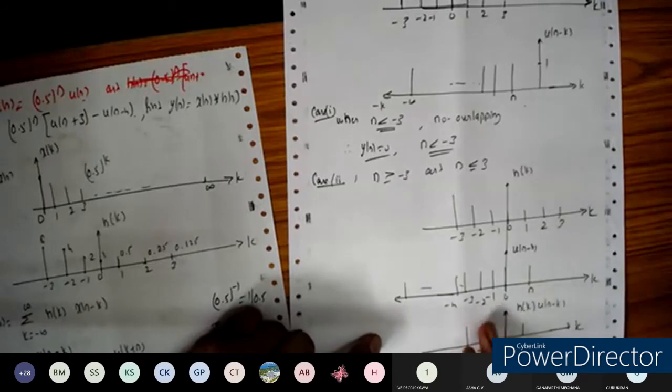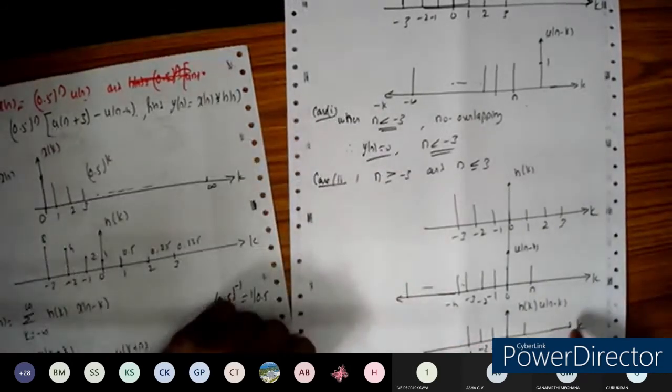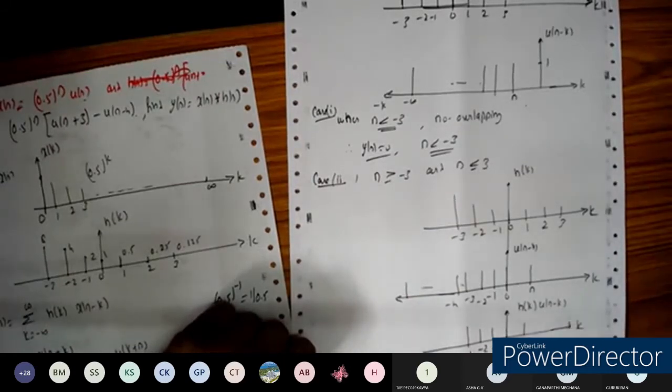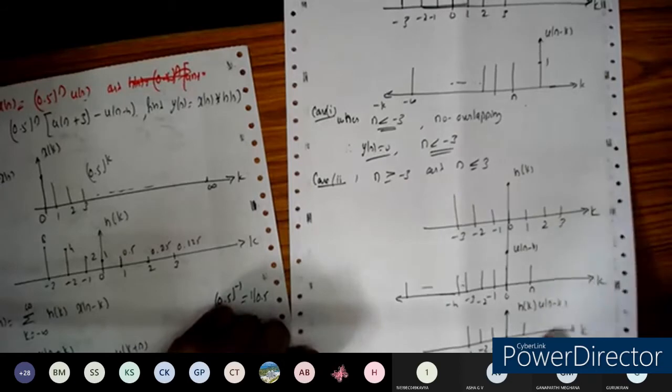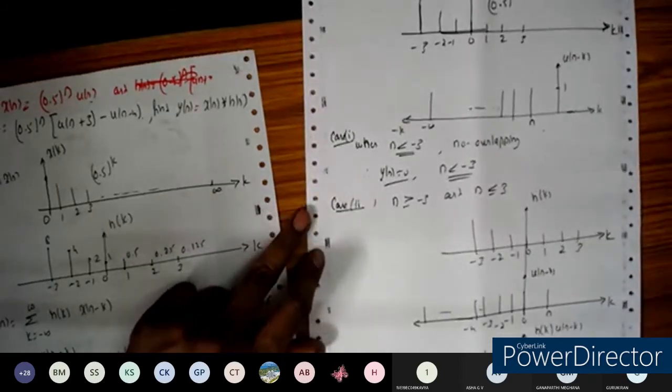Here, h of k is 0.5 to the power of k, and u of n minus k gives 0.5 to the power of n minus k. So I'm going to recall the formula. We got the limits where k exists: from minus 3 up to n. We need to find the limits of k.